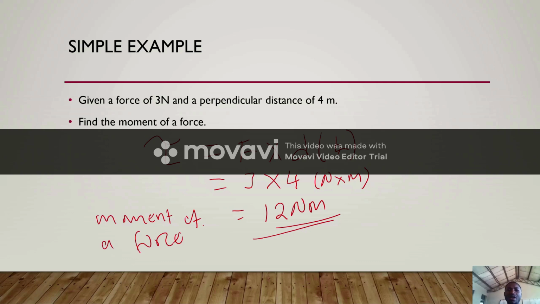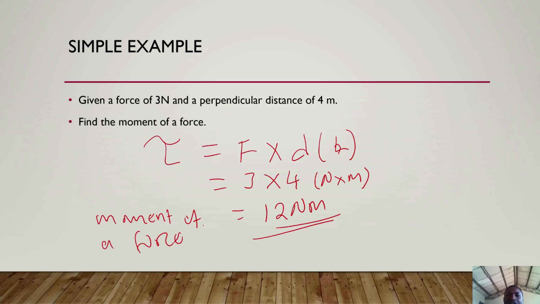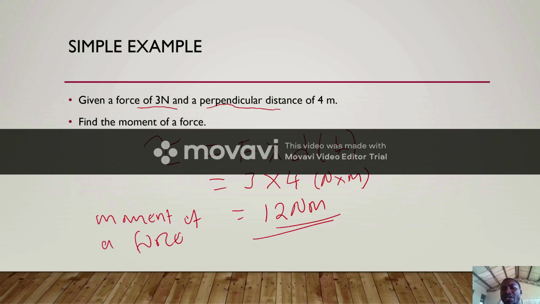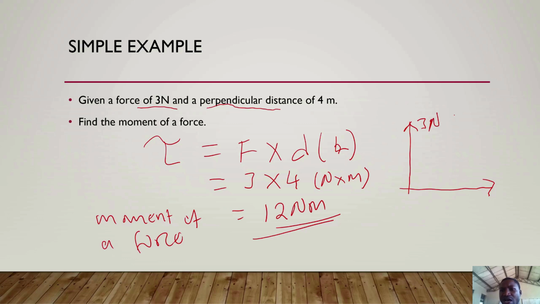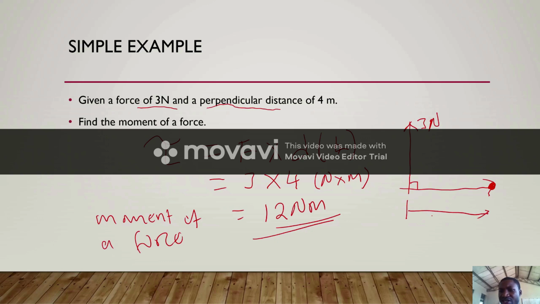By basically multiplying force and distance. The force was already given as 3 newtons, and they've already called the distance perpendicular. Perpendicular means that they are making an angle of 90 degrees. So let's say perhaps this is the force, and this is the line of action, this should be angle 90, and then the distance is 4 meters.